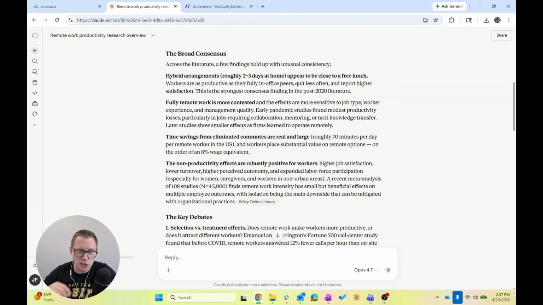Fully remote work is more contested. The effects are sensitive to job type. Yep, this isn't surprising. This is interesting. I had mentioned the distinctions. Early pandemic studies found modest productivity losses, particularly in jobs requiring collaboration, mentoring, or tacit knowledge transfer. Now, keep in mind one thing, and then we'll move on.